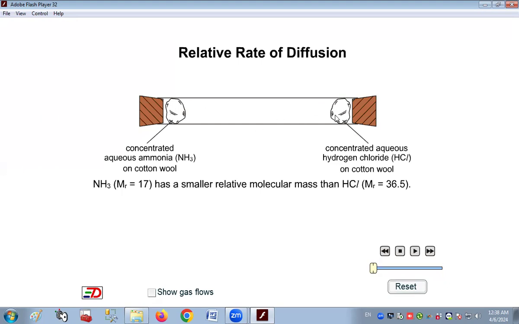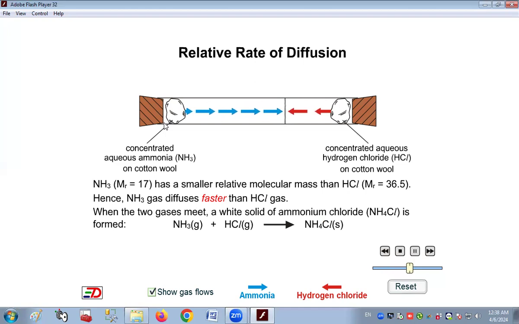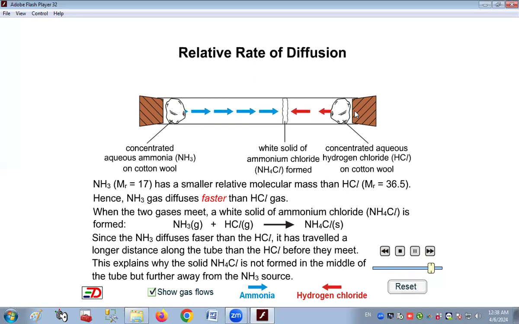So here we have a glass tube. On one side of the glass tube we have cotton soaked in hydrogen chloride, that is HCl. Its MR is 36.5. On the other side we have cotton wool soaked in ammonia. Formula is NH3 and MR is 17. So you can see that ammonia particles are lighter, right? Now we just see the gas flow. They are going to react, but not in the center. Why not in the center? Because ammonia's MR is lower, so it travels more distance in that time than HCl.